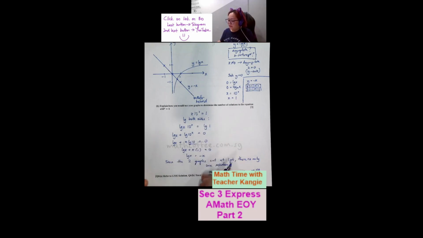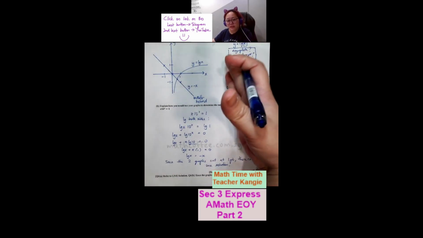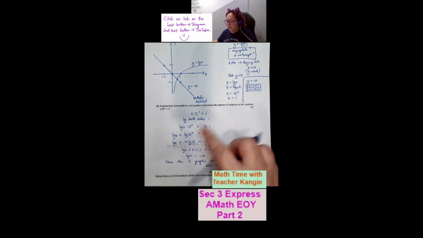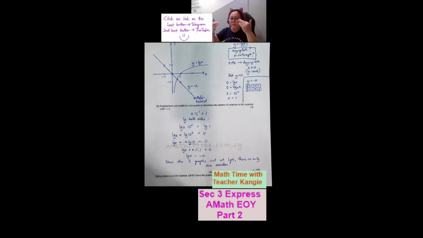For part 2, they always ask you to find out the number of solutions. It's actually just doing the simultaneous of the two graphs. But in this case, it's slightly the other way around. They give you the equation, so you need to work backwards to show that actually it's the simultaneous of the two equations.